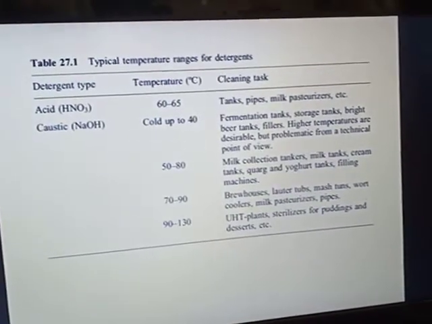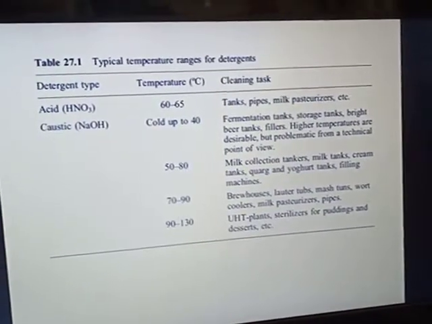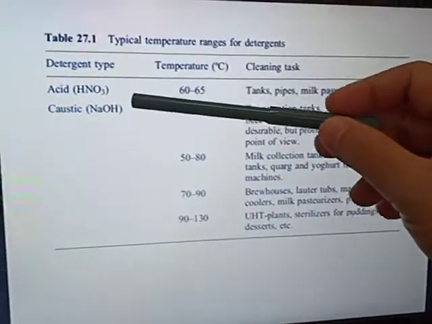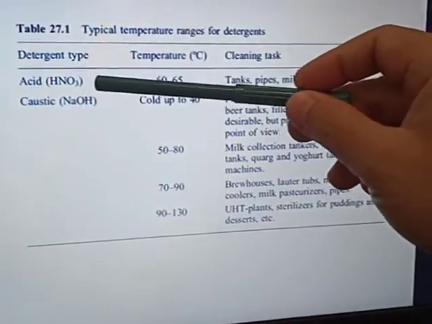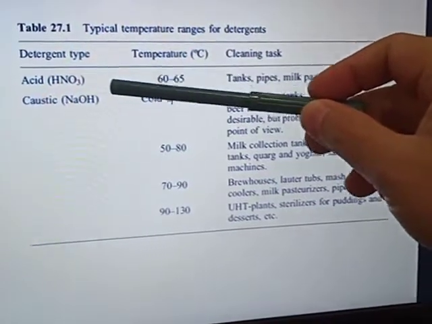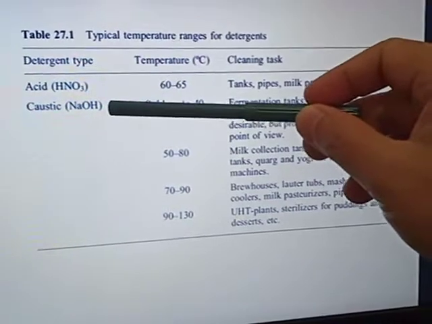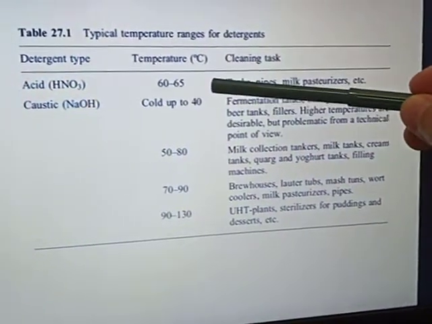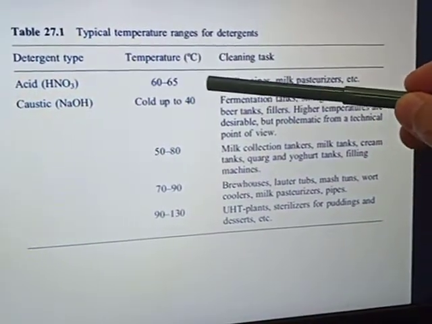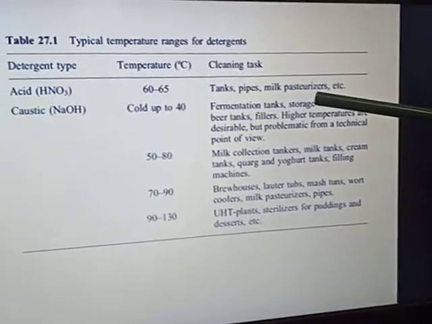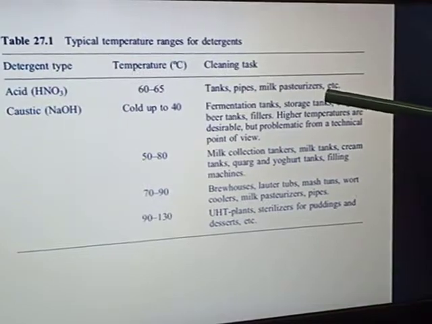Table 27.1, typical temperature ranges for detergent. These are examples of 2 detergents: acid, which is nitric acid, HNO3, and caustic, which is sodium hydroxide. For acid, the temperature is 60 to 65. This is to clean milk tanks, pipes, etc.